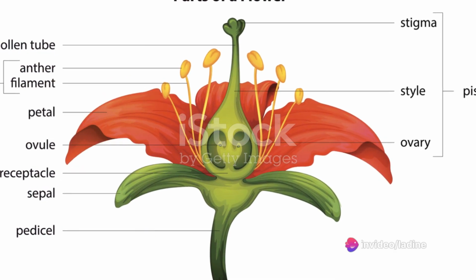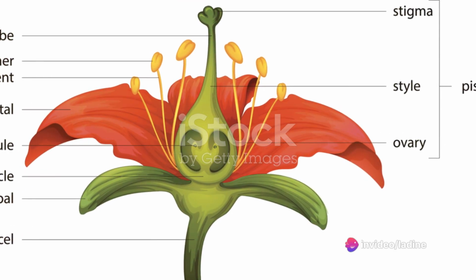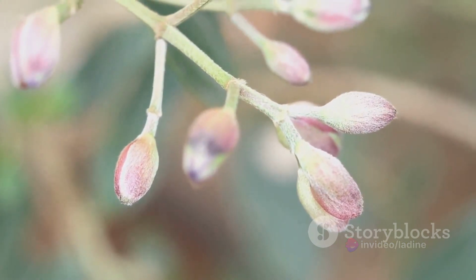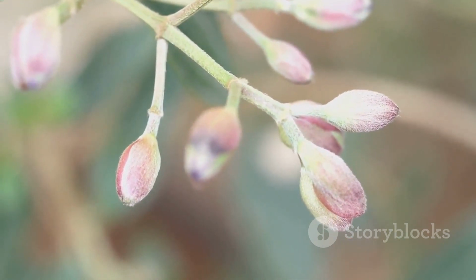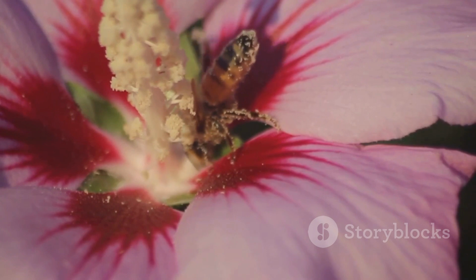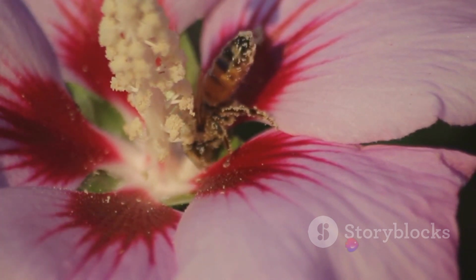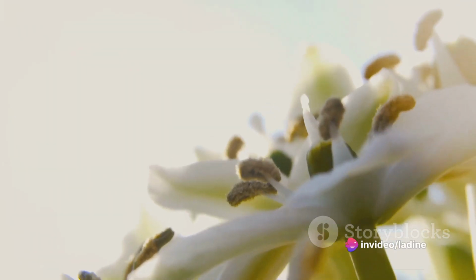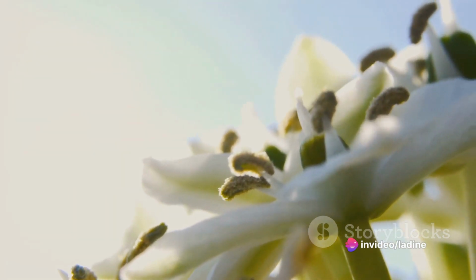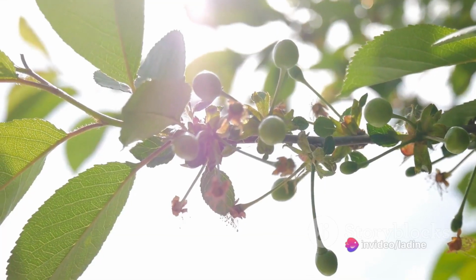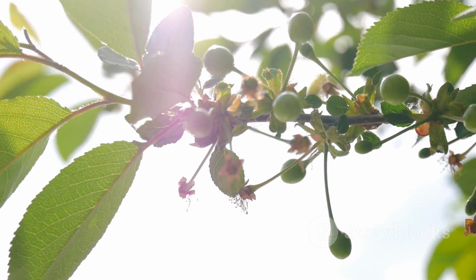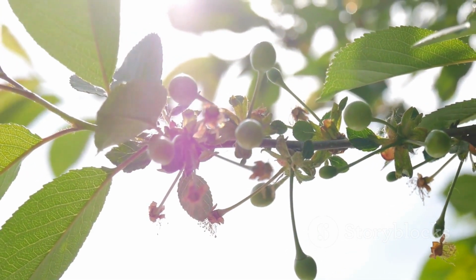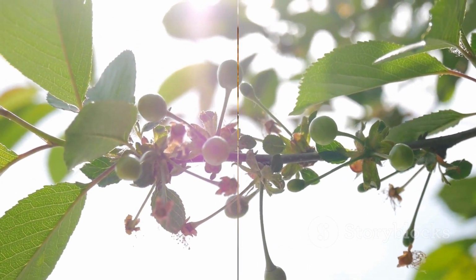Their basic parts include the sepals, petals, stamens, and carpels. Sepals are the flower's first line of defense, protecting the flower bud. The petals, with their enticing colors and scents, serve as billboards to attract pollinators. Stamens, on the other hand, produce male gametes inside pollen grains. Carpels are the real MVPs, housing the female reproductive organs such as the ovary, which develops into fruits after fertilization.